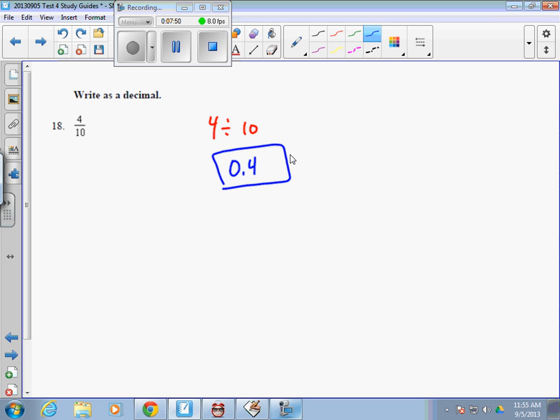Number 18 says write as a decimal. 4 over 12 means 4 divided by 12. 4 divided by 12 gives you 0.4.